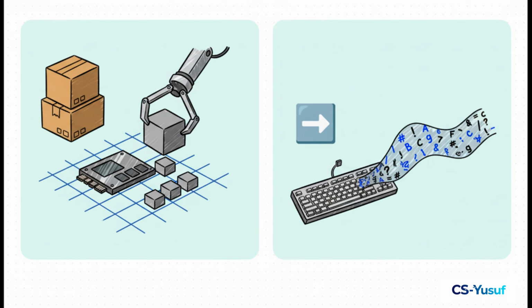Then on the other side, you've got character devices. This is more like a river of data. Think about your keyboard or your mouse. It's just a stream of characters or coordinates, one after another. There are no addresses, it's just a constant flow.